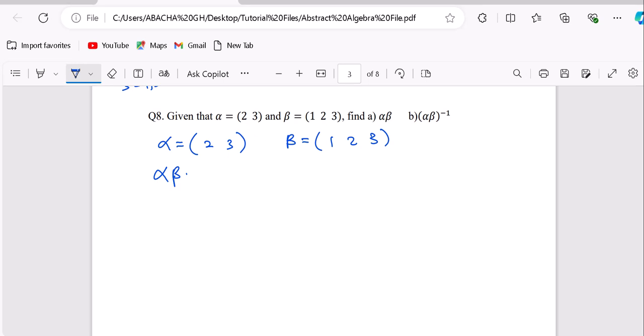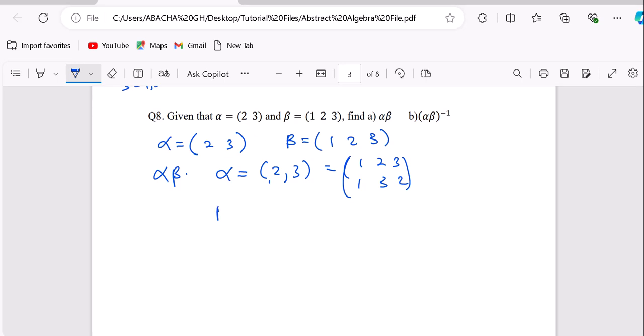In order to compose, we have to rewrite this back into the symmetric group elements the original way. Alpha, which is (2, 3), is the same as the two-row form with the top elements always 1, 2, 3. Since 1 is not there, it means 1 is fixed. So 1 goes to 1, but 2 goes to 3 and 3 goes to 2. And so this is the element for alpha.